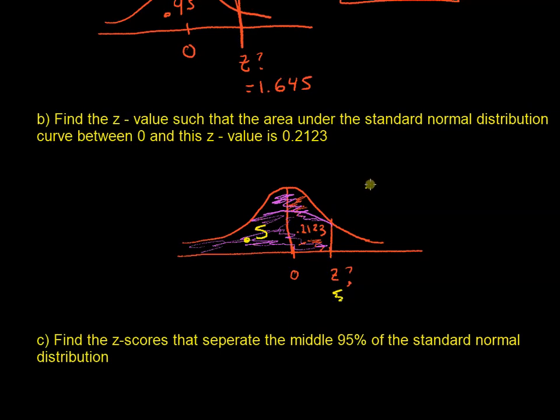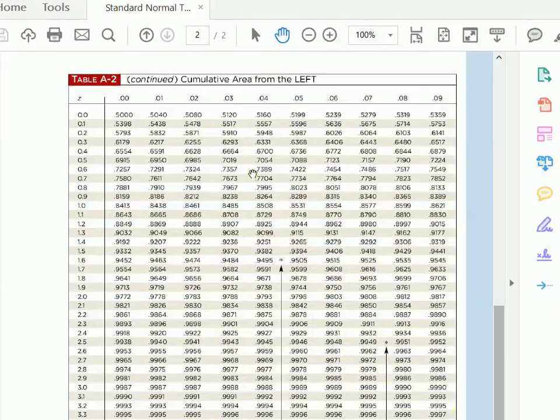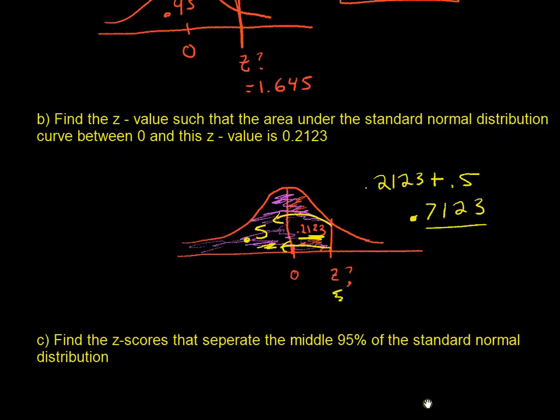So if I'm looking for this z-value, the area behind it is going to be 0.2123 plus this 0.5. That's the total area behind this z-value. Let's add that up. That'd be 0.7123. So let's go to my table and look for the area that is 0.7123. I'm looking inside the table for 0.7123.